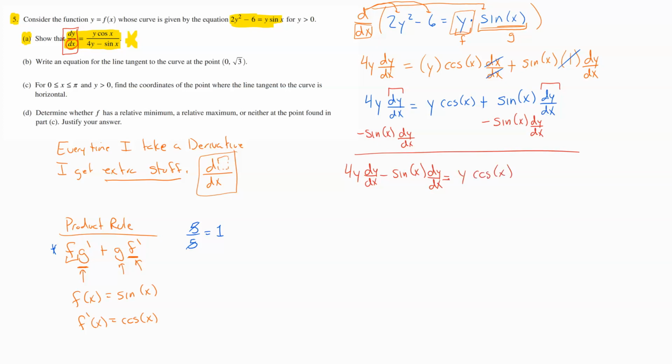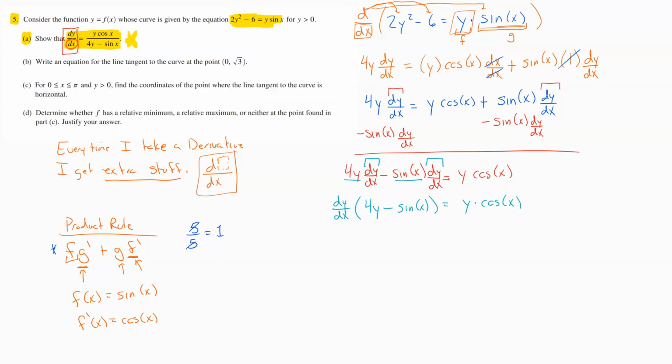The reason that we do this is now that everybody on this one side here has a dy dx in it, you can factor a dy dx out of everybody. You can pull a dy dx to the front. So I factor my dy dx to the front, leaving me with 4y from the first term minus sine of x from the second term, and all of that still equals y times the cosine of x.